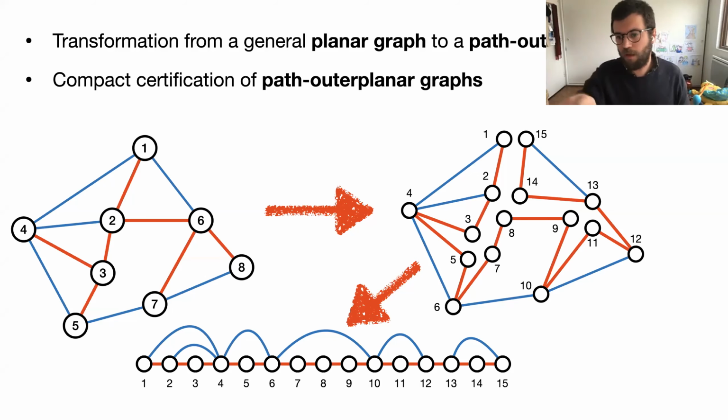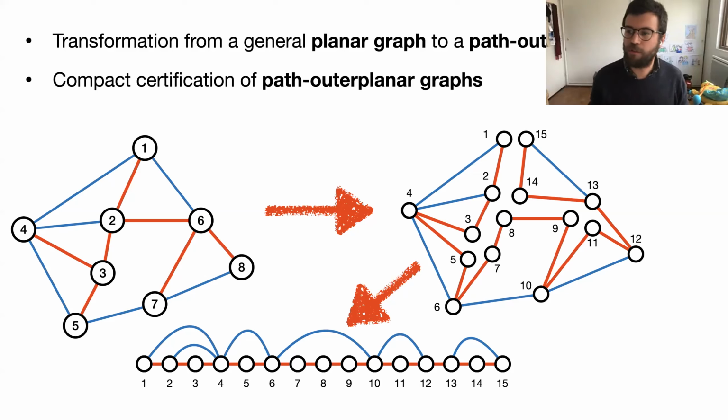And with that, the vertices in the tour form this long path, and when we extend this graph, we obtain a path-outerplanar graph. And in fact, this is a characterization. This transformation works if and only if the original graph is planar. So if we started with a planar graph, the obtained graph is path-outerplanar and vice versa.